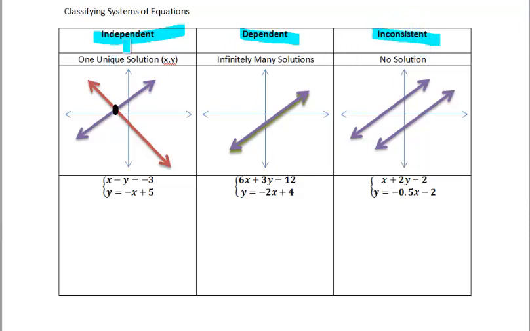An independent system is one that has a unique solution. This is going to be where we intersect our two lines and we get an XY ordered pair.